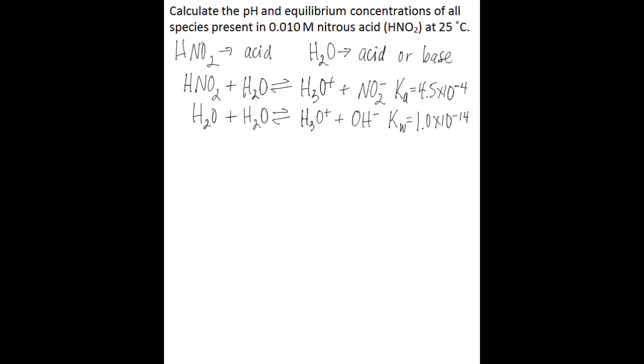Because the principal reaction is defined as the reaction with the larger Ka value, we know that the first reaction drawn here is going to be our principal reaction, and that the other proton transfer reaction, where water transfers a proton to water, will be the subsidiary reaction. So the principal reaction is going to head the ice table. So let's draw the ice table. We have our principal reaction at the top of the ice table.